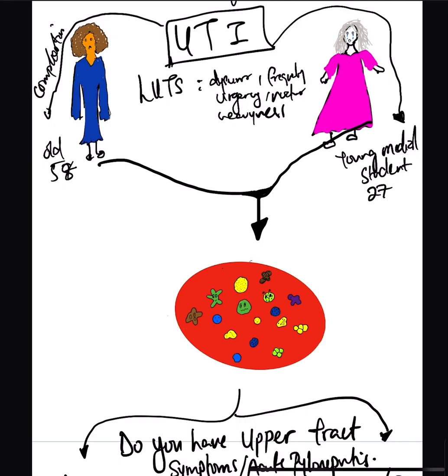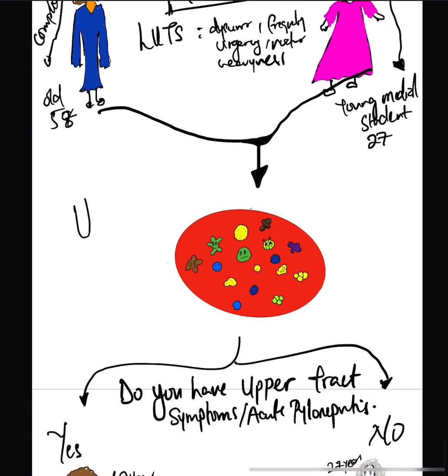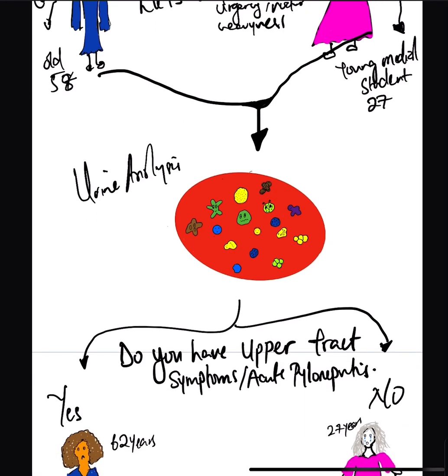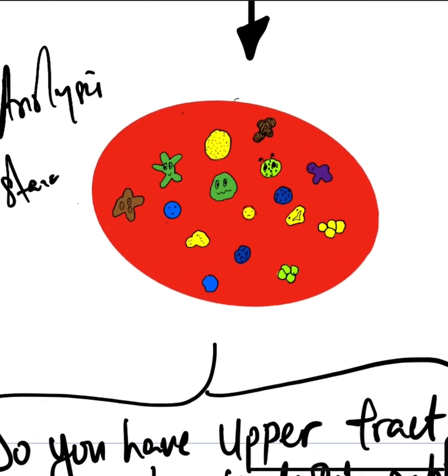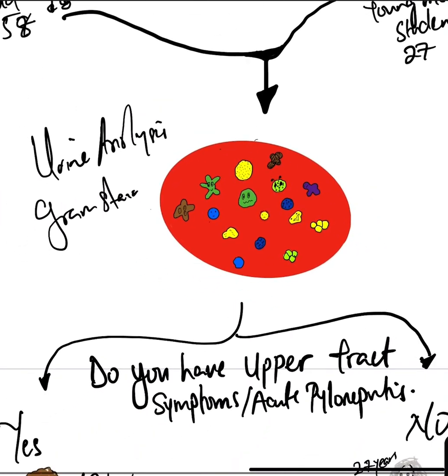So what do you do? First, you send for a culture or urine analysis to see how many bacteria we have in her urine. And when you do urine analysis, you could also do a gram stain to see which bacteria grows. So as you can see, we have a variety of bacteria currently in their urine.